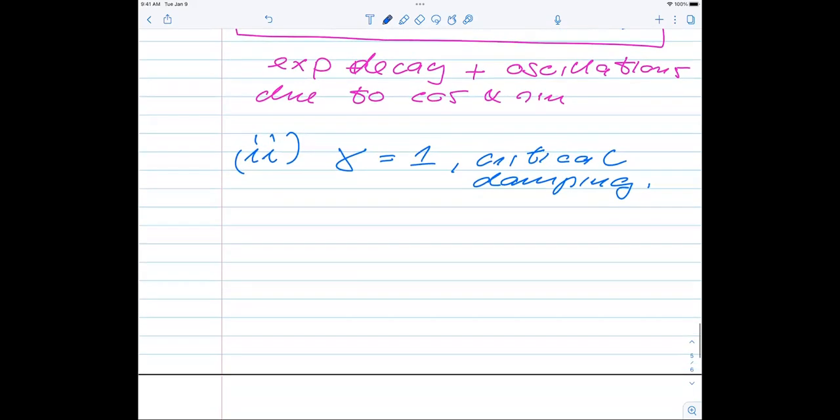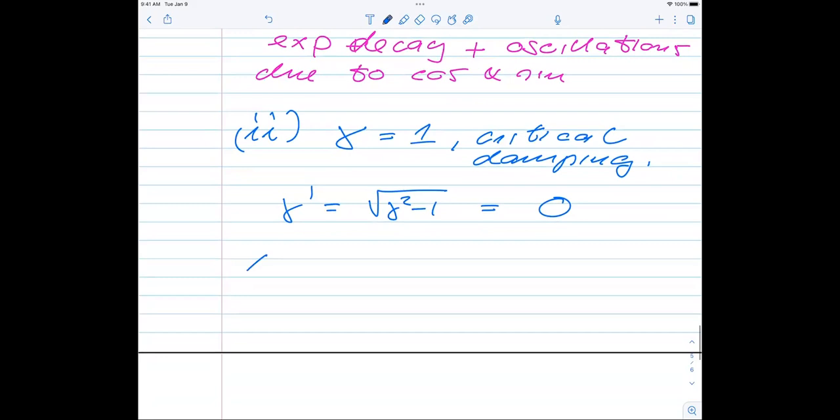And the critical damping case means then that this parameter gamma prime, which is gamma squared minus 1, is equal to 0. So I would then be tempted to write the solution as x of tau equal to b1 times e to the minus gamma tau plus b2 times e to the minus gamma tau. Does that make sense? Have to be a little bit careful here.